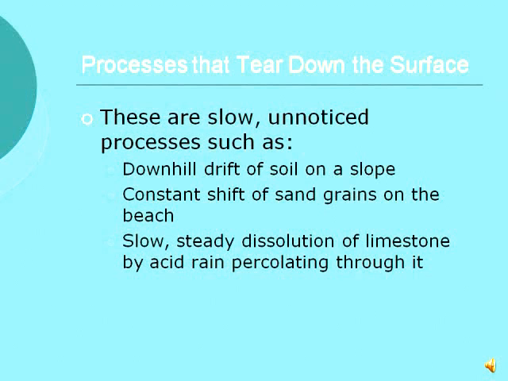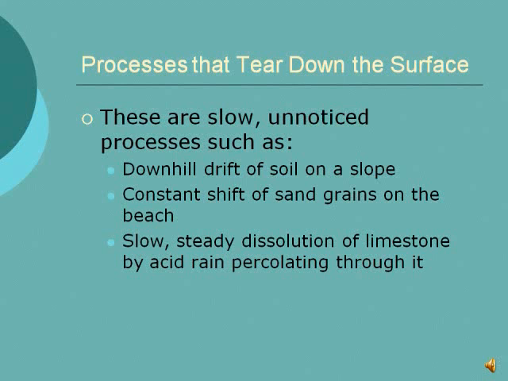Processes that tear down the surface. These are slow, unnoticed processes such as downhill drift of soil on a slope, or constant shift of sand grains on the beach, or slow, steady dissolution of limestone by acid rain percolating through it. That's kind of what causes sinkholes and stuff. But this is a slow process. You can't really tell the difference day to day.